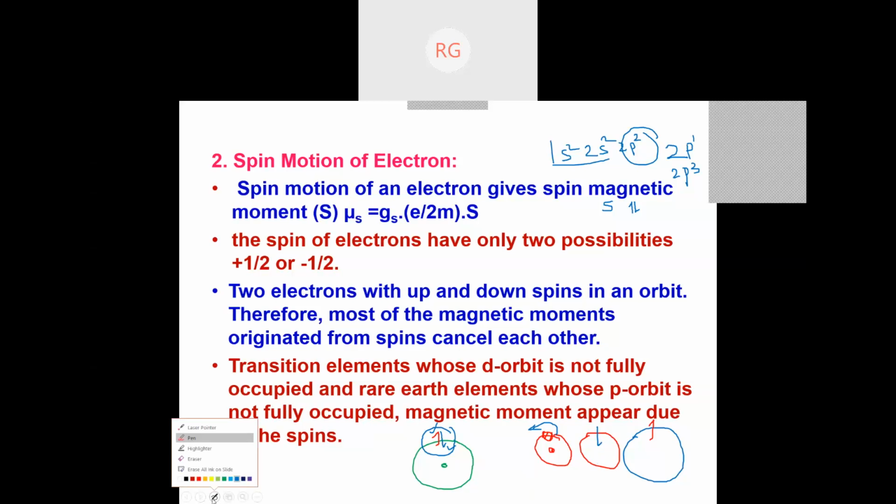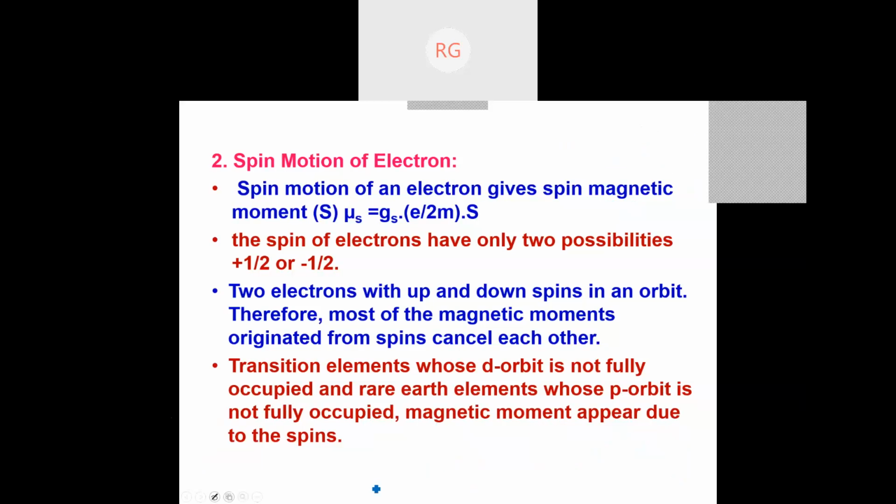Therefore, we say that the second most important contribution to the magnetism in the materials is due to the spin motion of electron, which gives you spin magnetic moment, and the spin magnetic moment will have a smallest value given by Gs into e by 2m into S, where S is the spin and Gs is called spectroscopic splitting factor or Landé g factor, and this g factor depends on various parameters on how the orbital magnetic moment and spin magnetic moment are coupling each other to give magnetism.